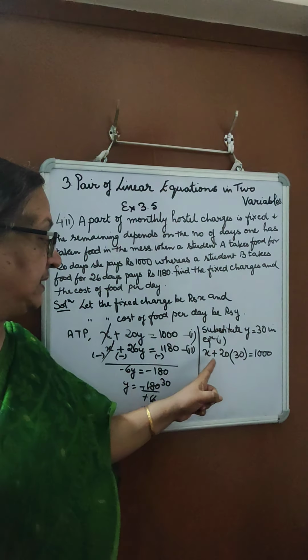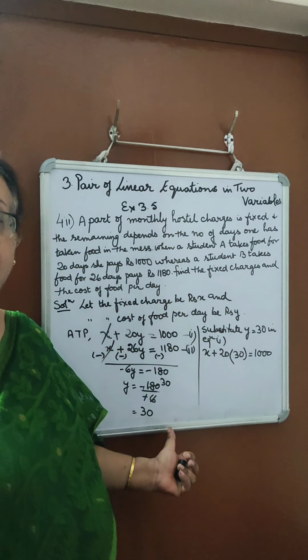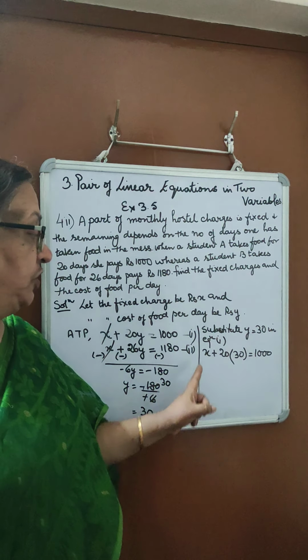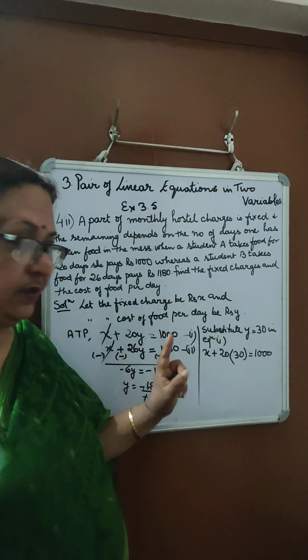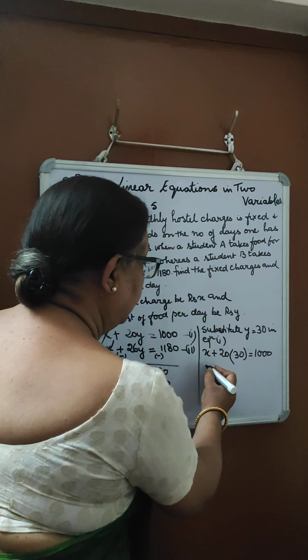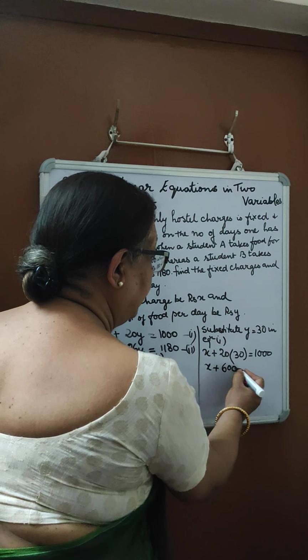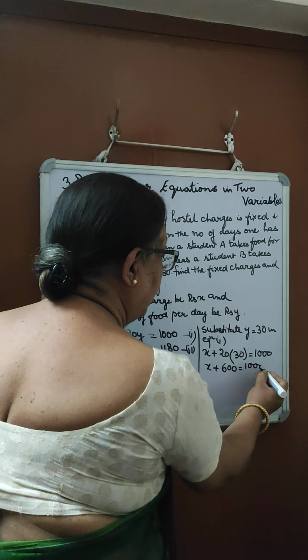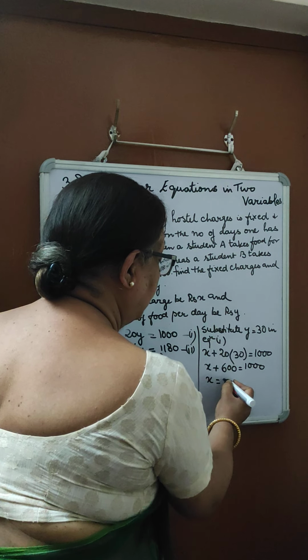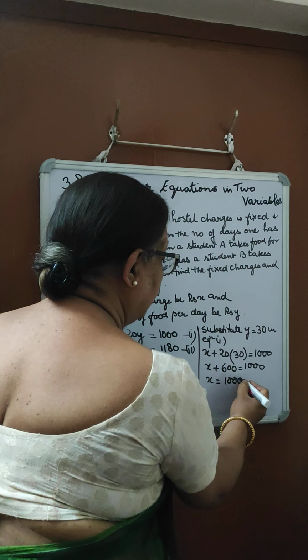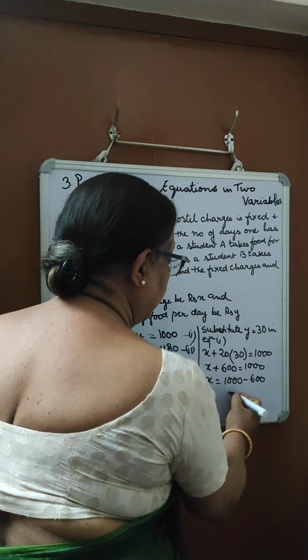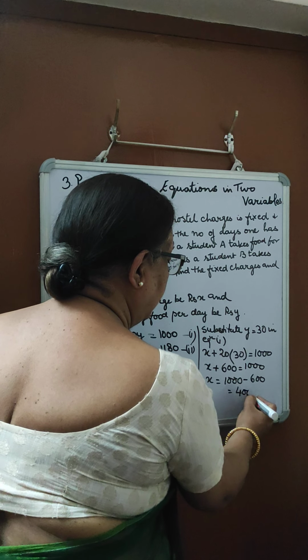Got this clear, students? We got the value of Y and now we are substituting it in the first equation. So what do we have? X plus 600 equal to 1000. So X will be equal to 1000 minus 600, that is 400.